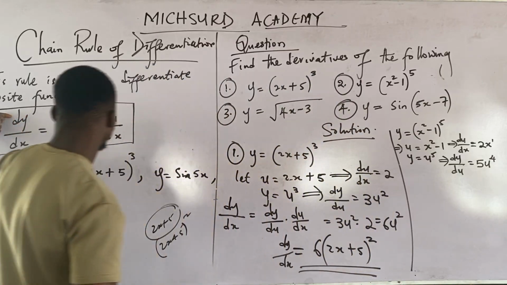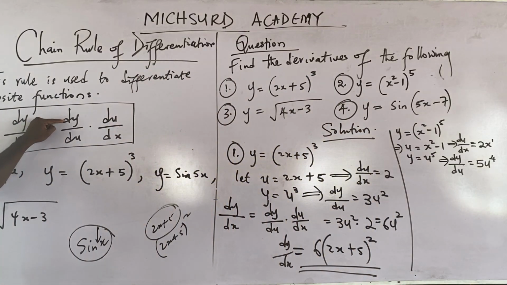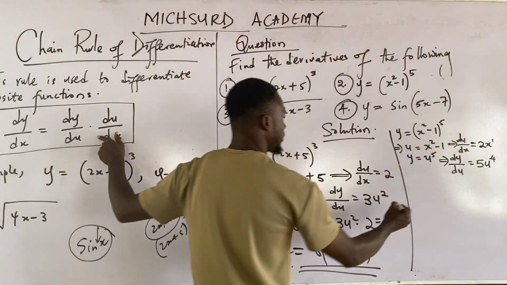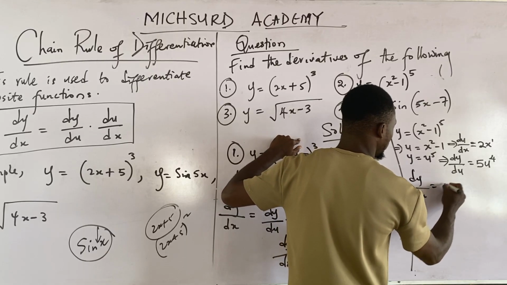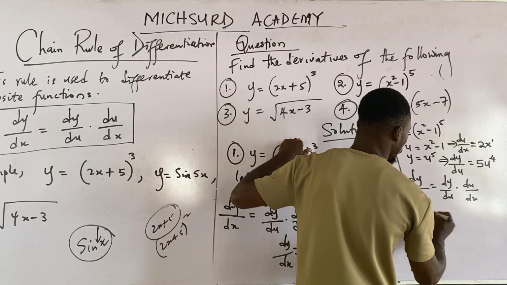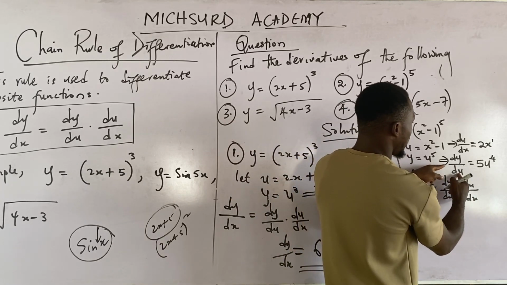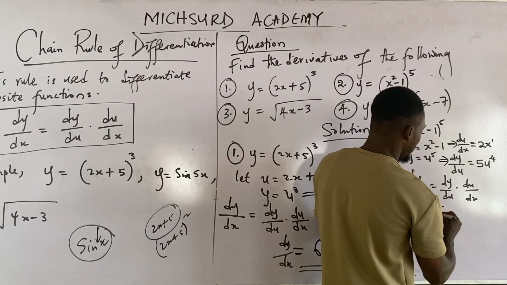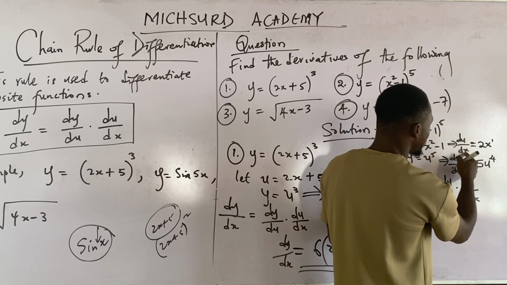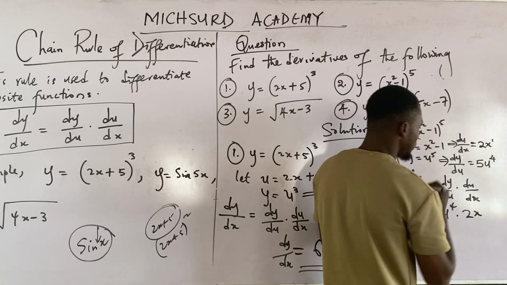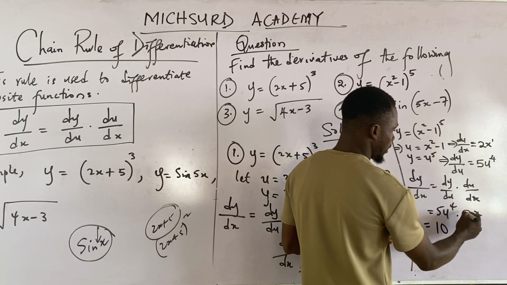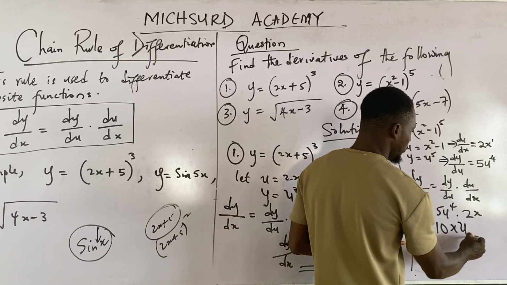So chain rule says that dy/dx is equal to dy/du dot du/dx. So that means my dy/dx is equal to dy/du dot du/dx. So here we have gotten our dy/du, which is 5u raised to power 4. And we have du/dx, which we have also gotten as 2x. So you can see that 2 can multiply with 5. We'll be having 10. Then this x is here. Then we have u raised to power 4.